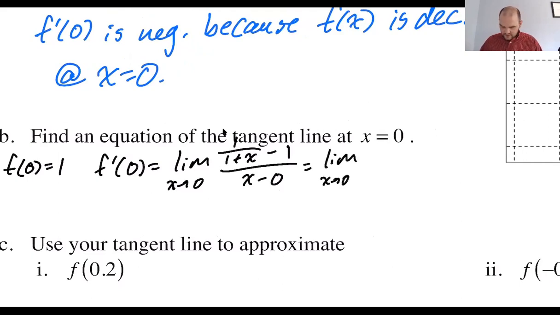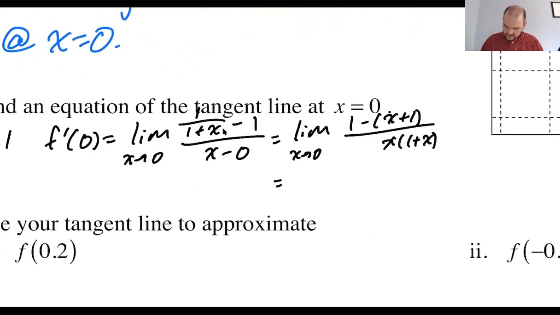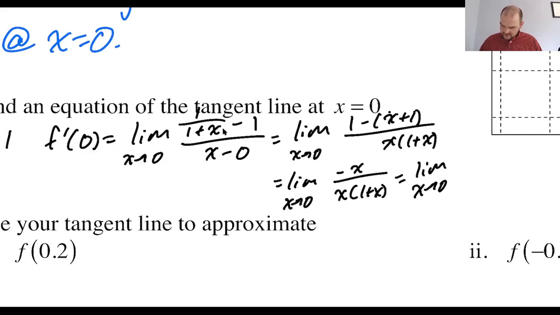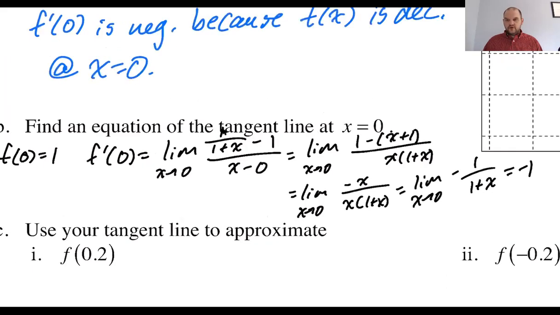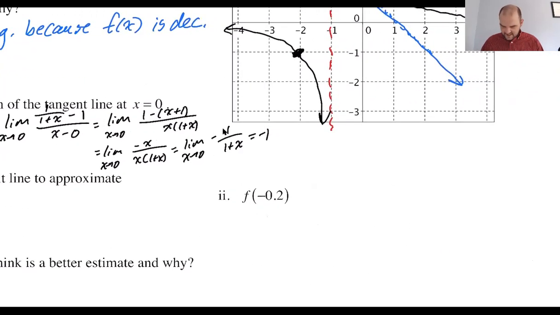Common denominator in the numerator gives me 1 minus the quantity x plus 1 divided by x times 1 plus x. So this is the limit as x approaches 0 of 1 minus x minus 1, so negative x over x times 1 plus x. Limit, I still got to write limit because I'm still writing x. Negative 1 over 1 plus x, which is negative 1. Whew, okay, so that was the slope, but then I need the tangent line.